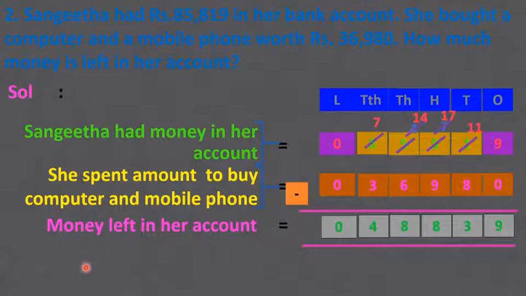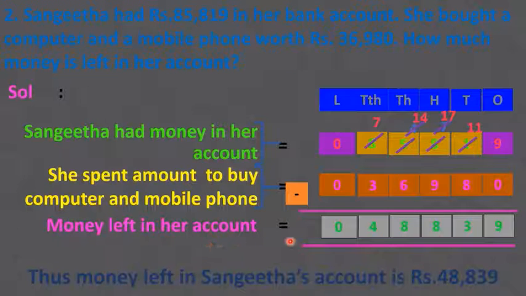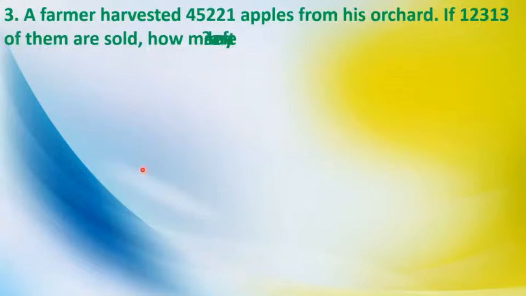Now what we have to write? Thus money left in her account is equal to 48,839. Okay? Understood, Nana? While you are writing, you see the question. From the question, you should write the steps. Okay? Now let us go to third question.